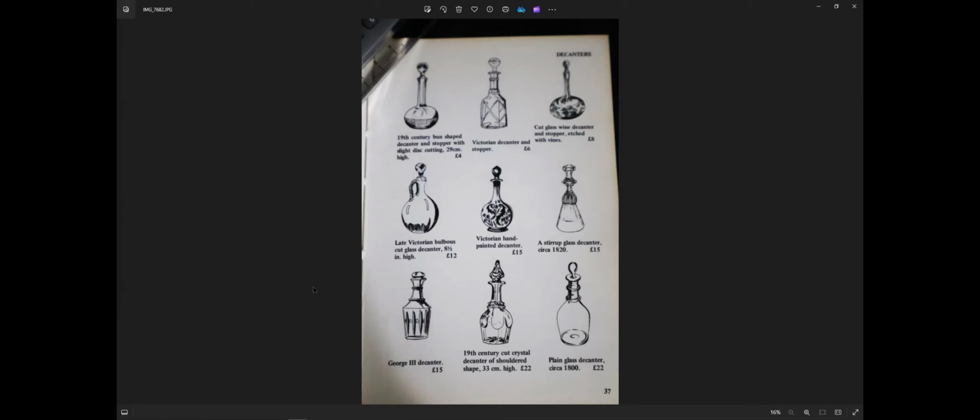I'm not going to show you any references for them, but I'm going to talk about this one here, that £6. Now, this is not the right stopper for it, I'm pretty certain. It's difficult to tell, but I don't think it is. I think it's probably worth about £6 if it has the wrong stopper. But even then, this style of bludgeon decanter, 1845 to 65, they don't make very good money. £12 to £20, maybe.